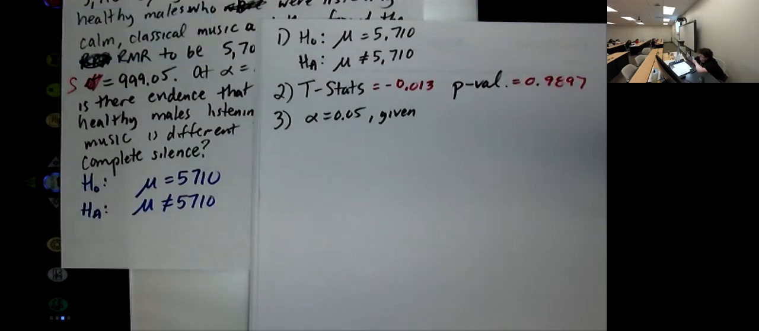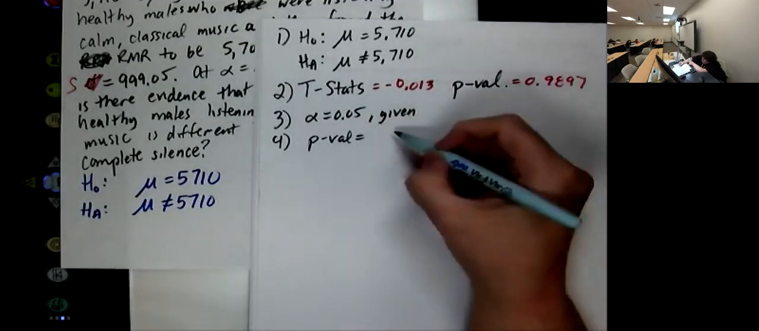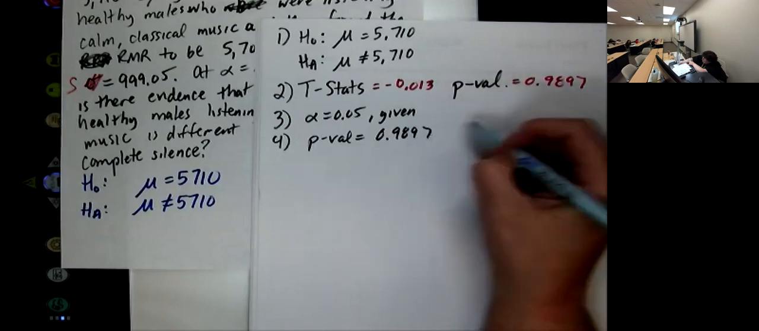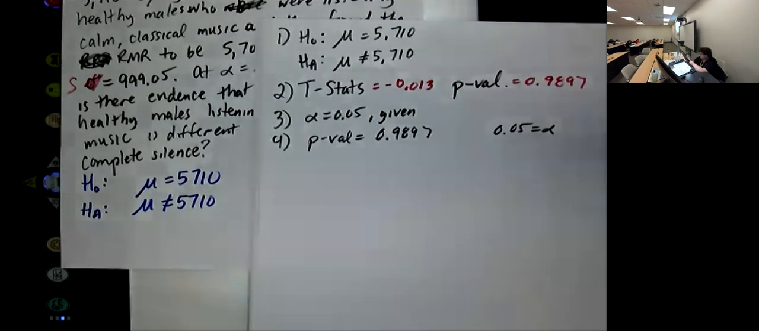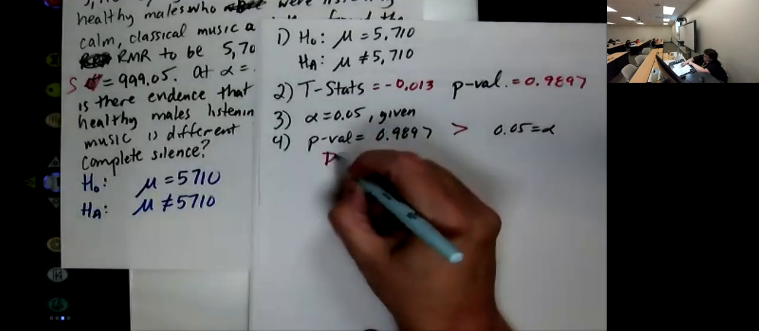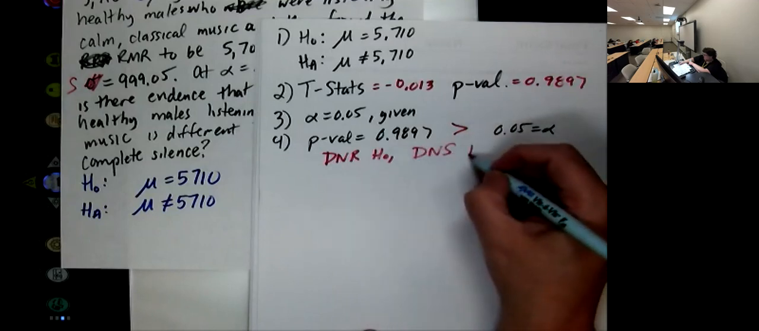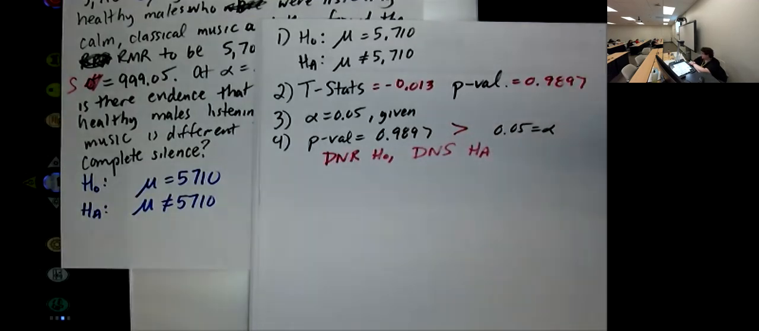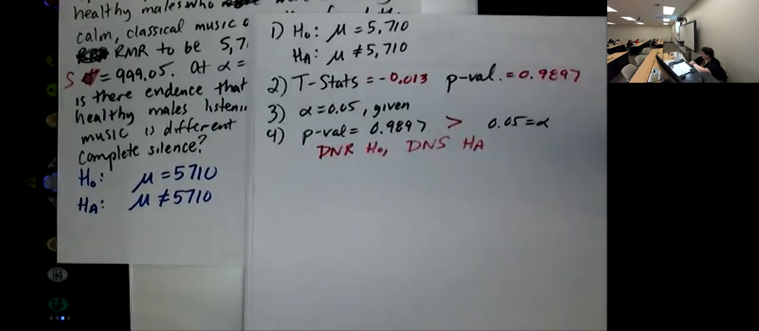So step 4, we compare p-value and alpha. P-value is 0.9897, and alpha is 0.05. P-value is greater than alpha, so we do not reject H-naught. We do not support HA. That's my abbreviations for do not reject and do not support. I know if you're a nurse, DNR means something else.